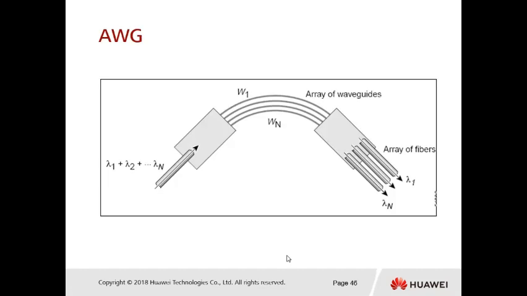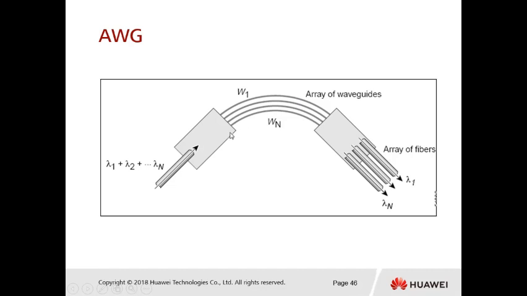Let's continue with our AWG. Okay, AWG means arrayed waveguide grating. That is a planar waveguide device developed based on optical integration technology. Typically, an AWG is fabricated by depositing glass on a silicon chip and printing it into the required pattern using photolithography. So for AWG, we can multiplex and demultiplex a lot of wavelengths at the same time.